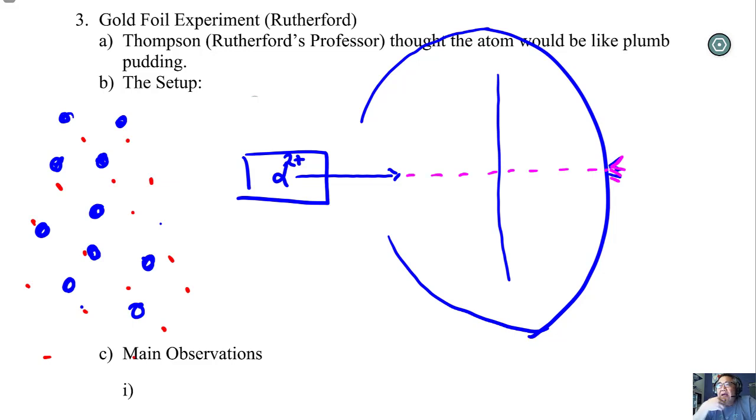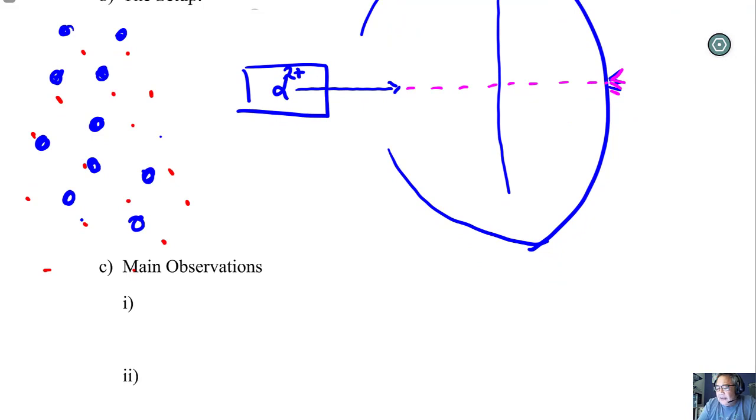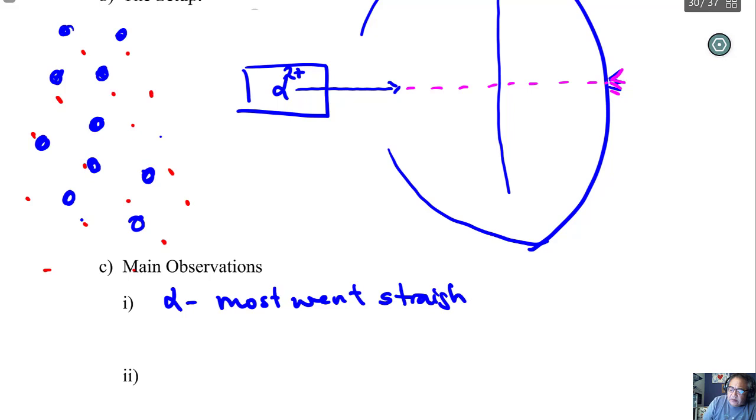If you are walking or driving towards a wall and you were about to hit it, and the next thing you knew you were on the other side of the wall, what would you think? Well, maybe it wasn't there. Because you would automatically assume that if you'd hit a wall like that, you would have felt it. And so here's the idea. The first main observation is that the alpha particles, most of them, went straight through.